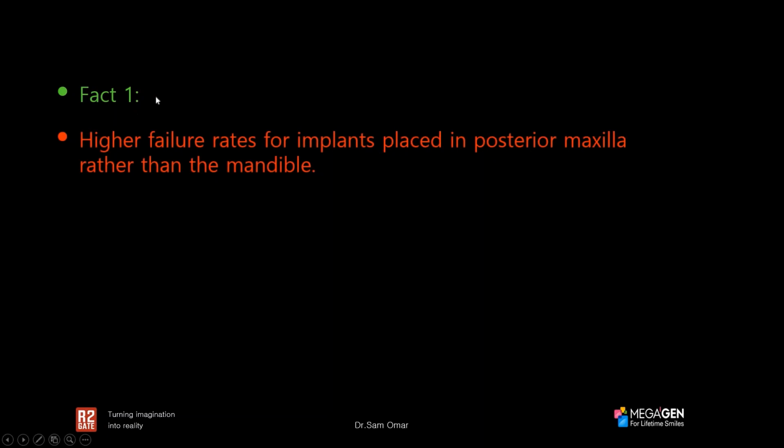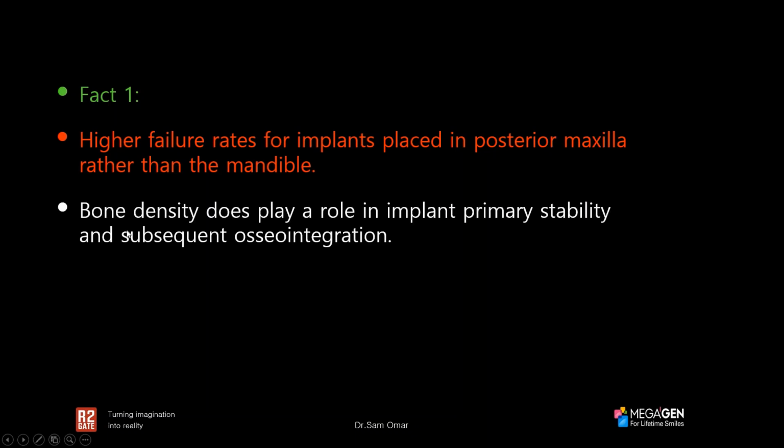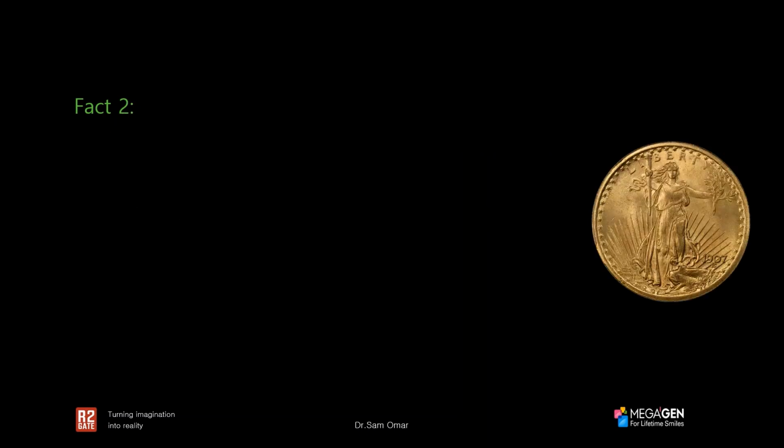Fact number 1, we have higher failure rates for implants placed in the maxilla rather than the mandible. This is actually a fact, and the reason why is because bone density does play a role in implant's primary stability and subsequent osseointegration. If I place an implant with high primary stability from the beginning, the odds of this implant osseointegrating are definitely higher, and this is what we get in the mandible more than in the maxilla.